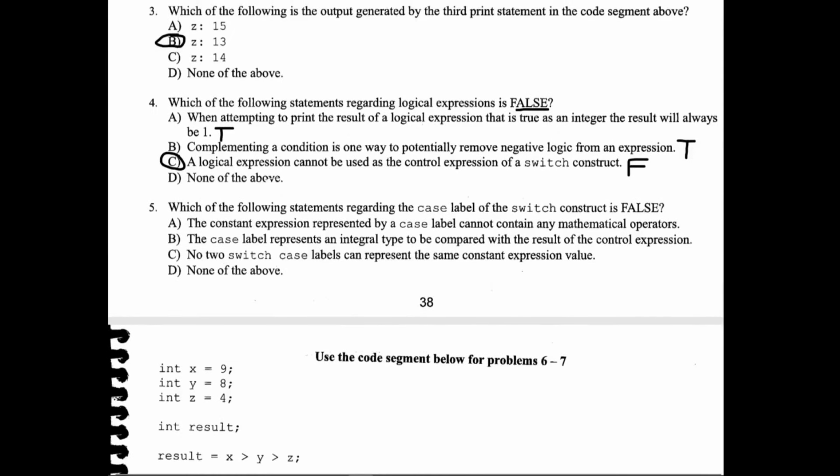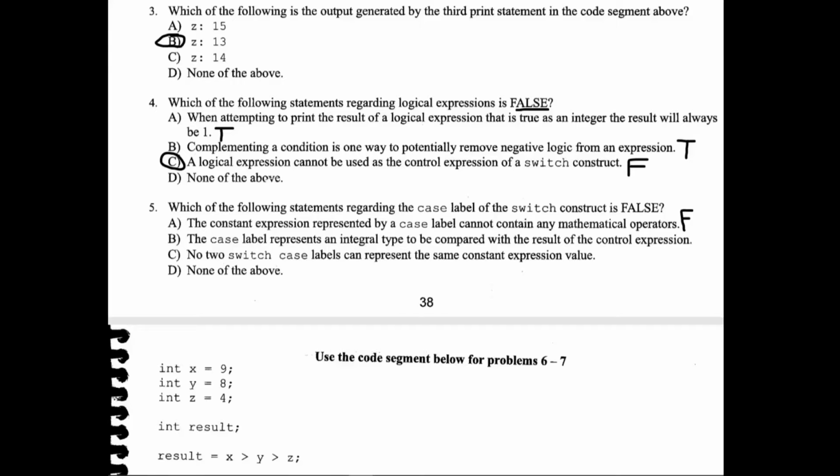Moving on to 5, which of the following statements regarding the case label of the switch construct is false? First, A, the constant expression represented by a case label cannot contain any mathematical operators. That is actually false. Like I said in the previous question, C lets you do basically anything, and even though it may not be what you have learned or what you've used, you have to think about these edge cases, and C in this case does let you use mathematical operators in a case label.